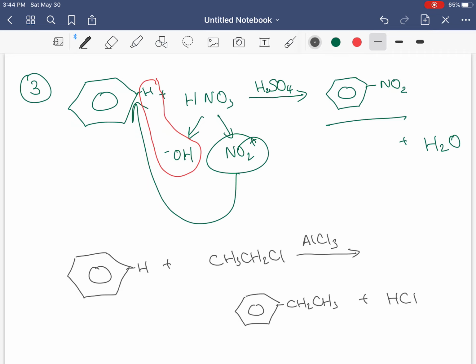Okay. Anyway, hopefully you guys kind of get a hang of it. Okay, the reactions of benzene are really simple. There are not too many because benzene is a very, very stable compound. So there's not a lot of reactions out there for benzene. There's more, of course, but those are the three that you really need to know.